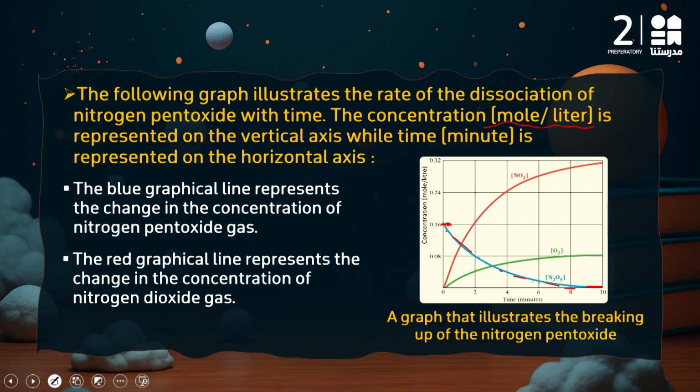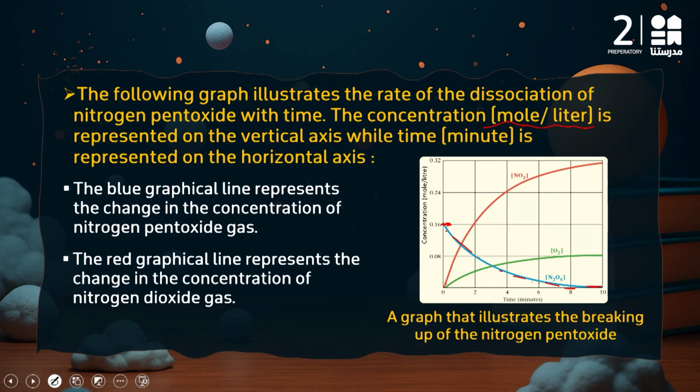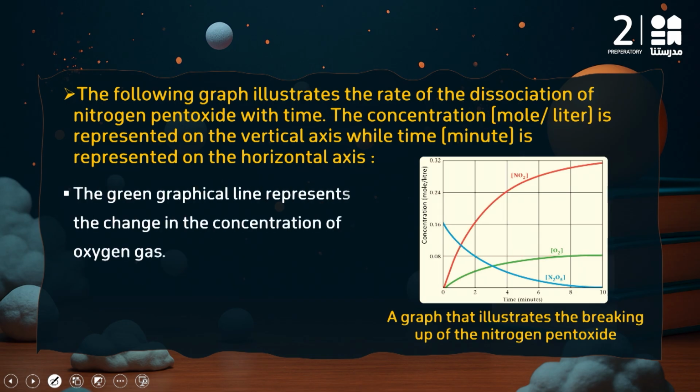The red graphical line represents the change in the concentration of nitrogen dioxide. Nitrogen dioxide and oxygen are products. Their concentration at the beginning of the reaction equals 0. And by passing the time during the reaction, their concentration increases. The green graphical line represents the change in the concentration of oxygen.